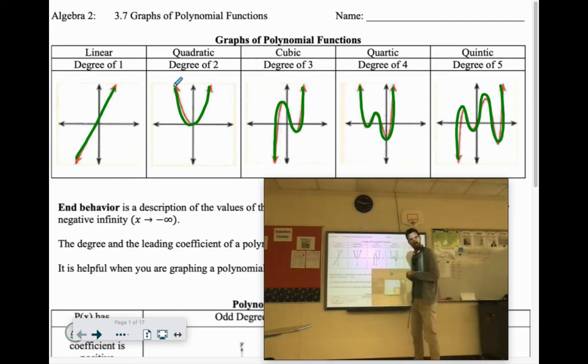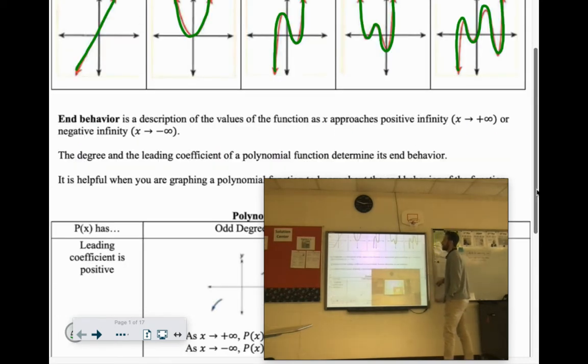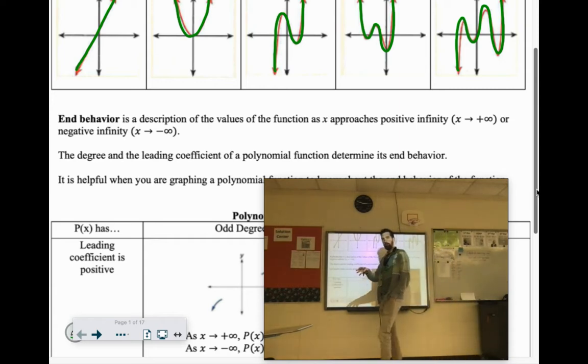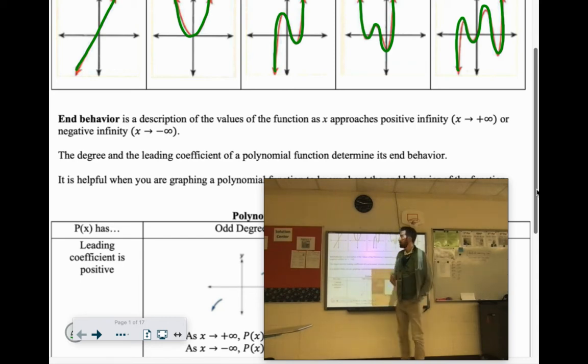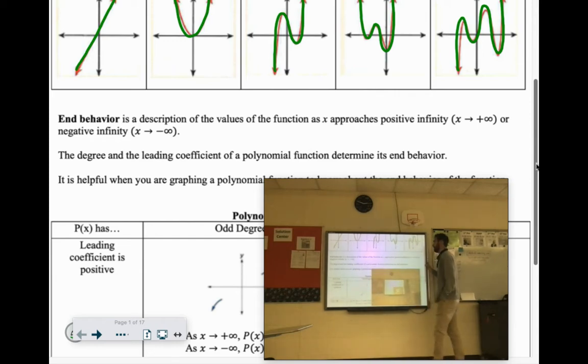Isn't that fun? Okay. So end behavior is where the x goes and what the corresponding y does. So as x approaches positive infinity, where does the y go? Does it go towards positive infinity or towards negative infinity? So you would say this for x approaches negative infinity and x approaches positive infinity.